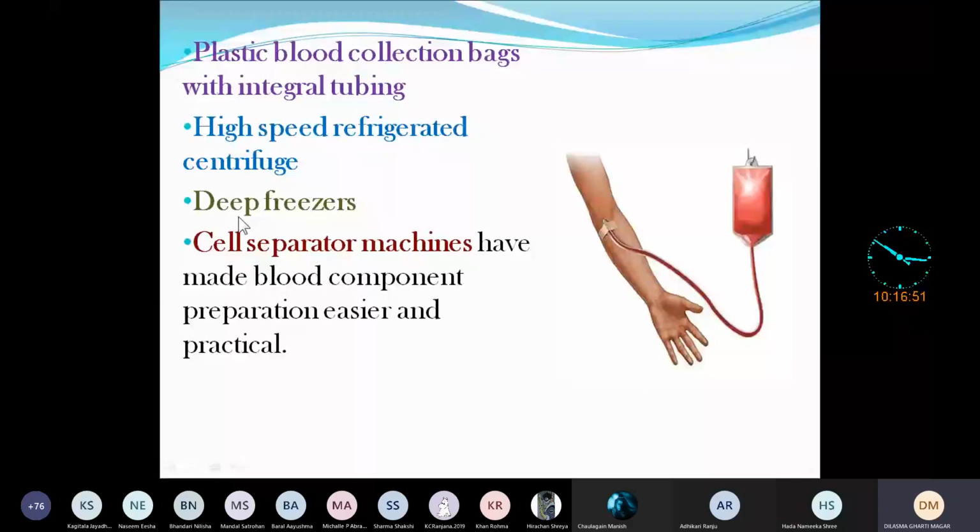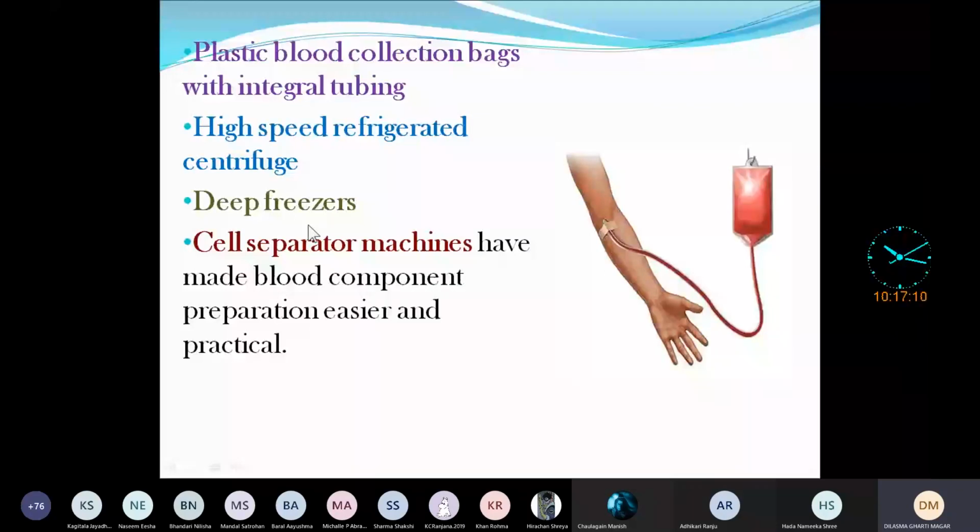And here the deep freezers means it will be less than minus 18, and then it can be even minus 60, minus 80 also. So whatever components are required in the deep freezers, we can keep them up to 1 year. Understood here? So the deep freezers are required, and mainly here we will talk about the fresh frozen plasma.